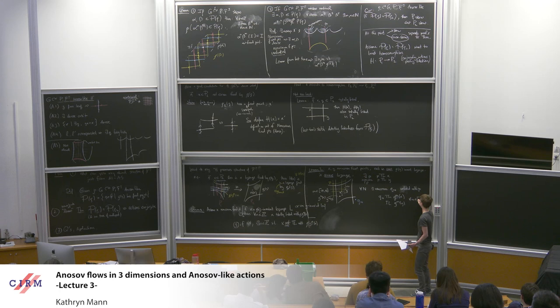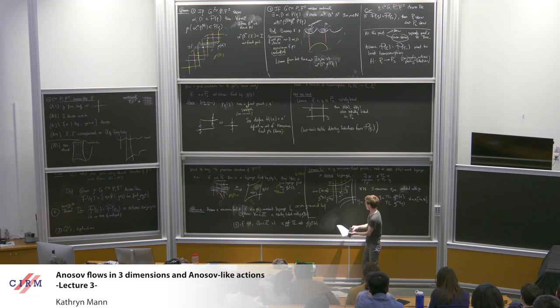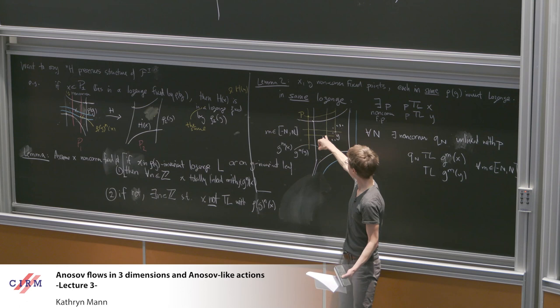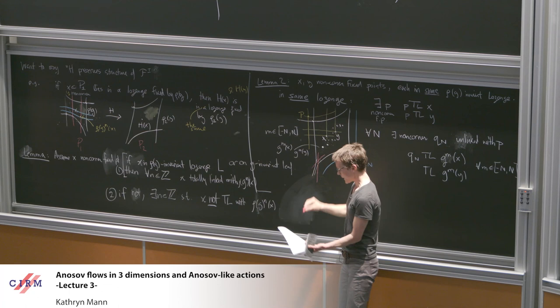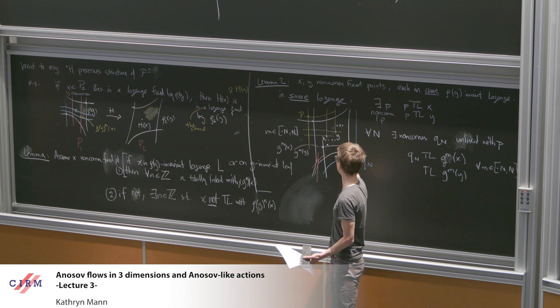Okay, and why does this depend on n? If I make a random choice of Q like this, and I take a super duper high iterate of X under G, it's going to go hang out in this corner, and eventually it will not totally link any fixed choice of point anymore. But if I stop my bound somewhere, I can choose a point close enough to the corner so that I remain totally linked with everyone in my compact set.